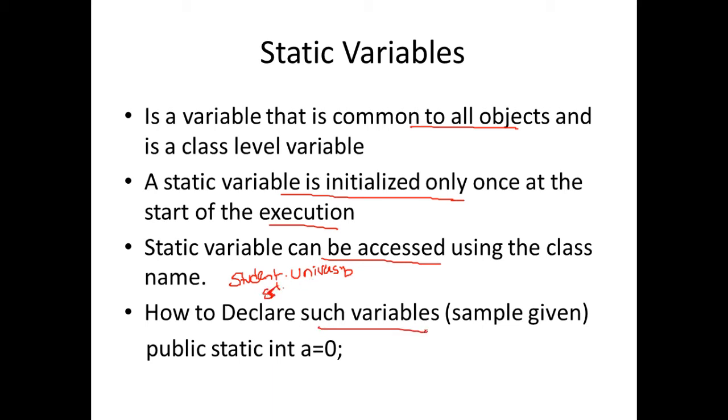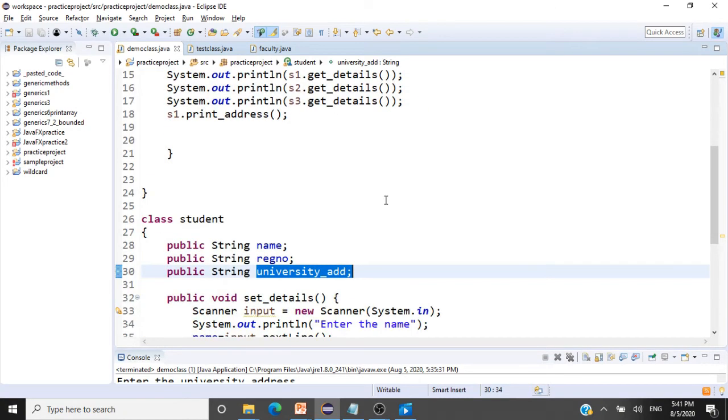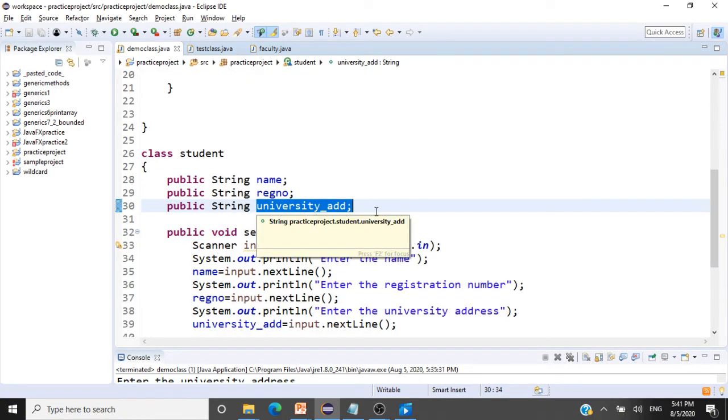So how do you declare variables? One sample is given. You can give the access specifier, static is the keyword, then the data type, the variable name, and then you can go with your initialization. Now let's change the code to make the university name a static variable, because we found that the university name is common for all the students. Our objective is to change this one variable to be a static variable, so it becomes common to all the objects, and we initialize it to the value VIT. We'll go and make this change.